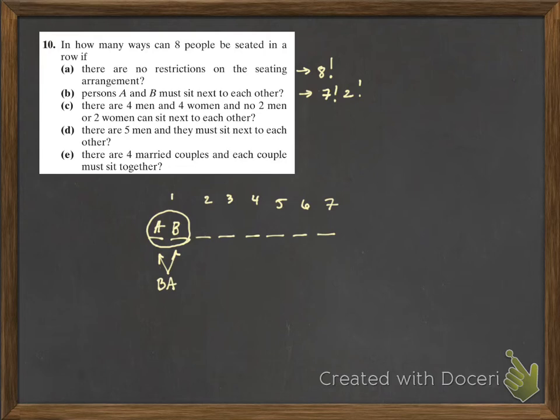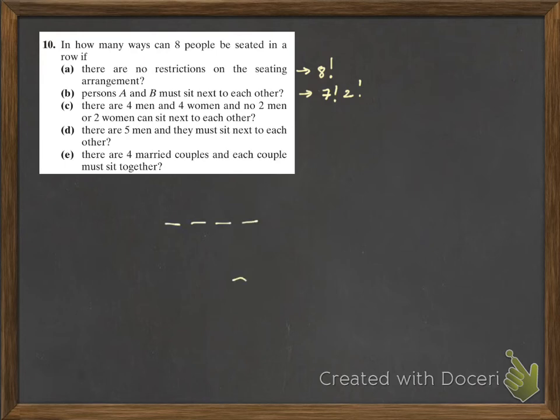All right, I'm going to erase this because, so pause it if you need to, but I need the space to write out for C. So erase. Okay. So now we have 4 men and 4 women, and no 2 men or 2 women can sit next to each other. So really what that's saying is that they must alternate. So, right, we have an even number, 1, 2, 3, 4, and either men start first or women start first.